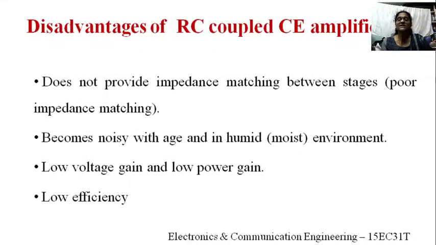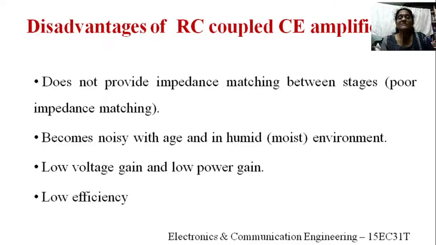And next, disadvantages. The first one is that it does not provide impedance matching between stages, that is, poor impedance matching. Due to this disadvantage, we cannot use the RC coupled CE amplifier in the final stage of transmitters or receivers, right? The final stage needs impedance matching. For example, in a transmitter, the last stage is the power amplifier, which should match the impedance of the loudspeaker.